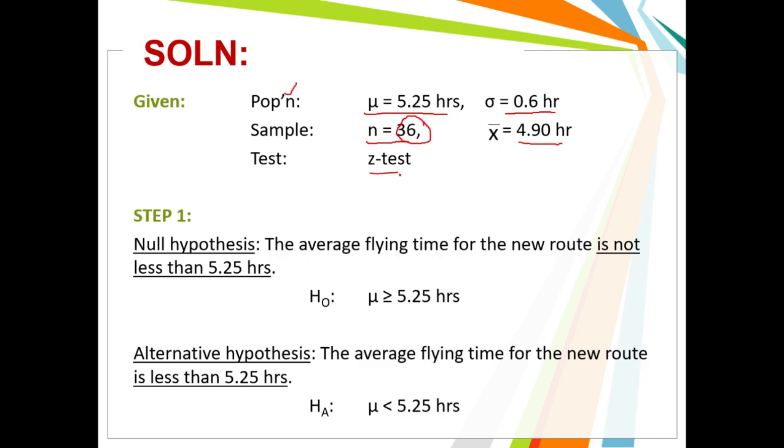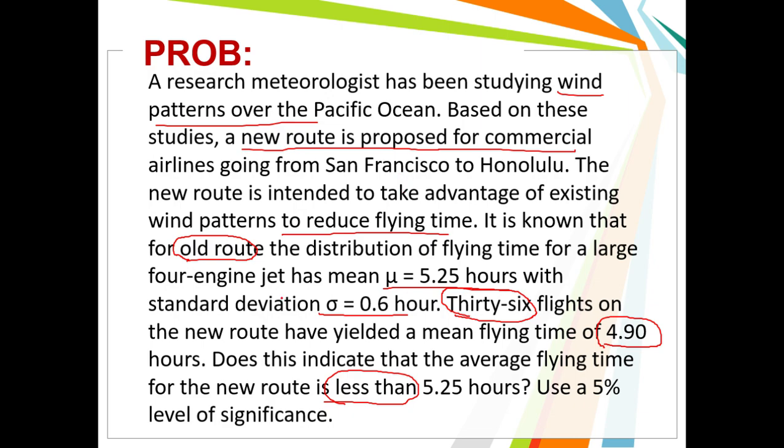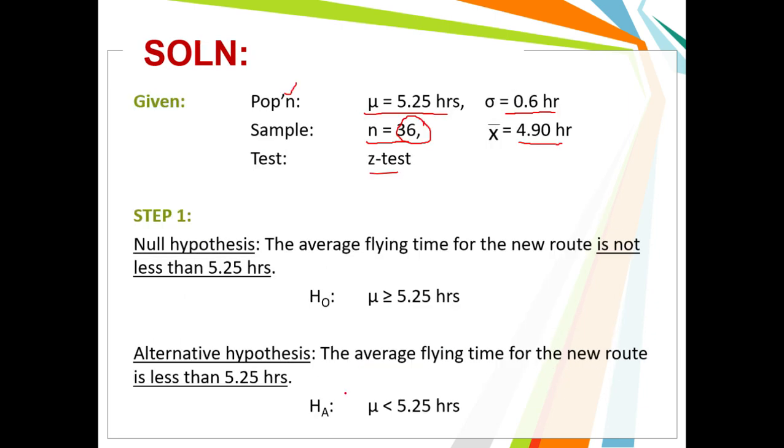Okay? So going back sa ating problem, so yung ating gustong patunayan is less. Okay? The keyword is less. Therefore, dapat yung ating alternative must be less. Okay? So less than 5.25 hours ang population. Okay? And in this type of problems, we want to always compare yung ating population na mean.